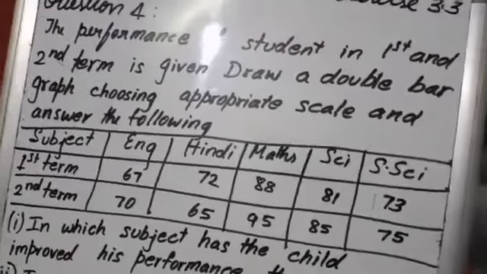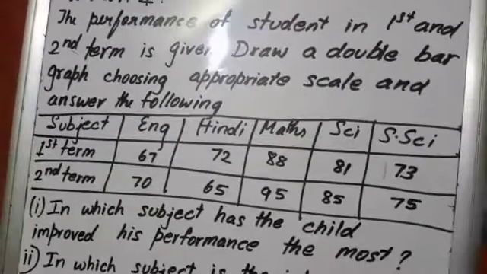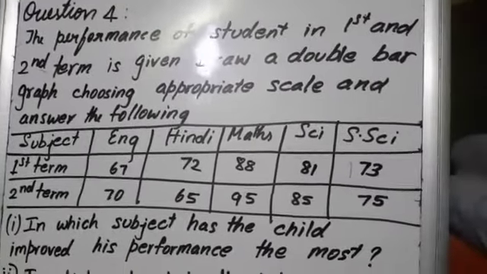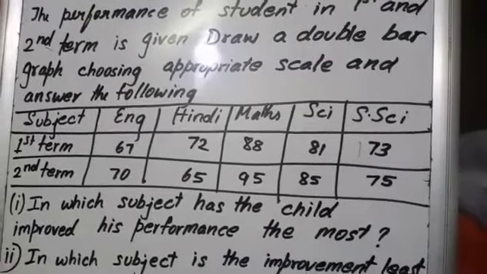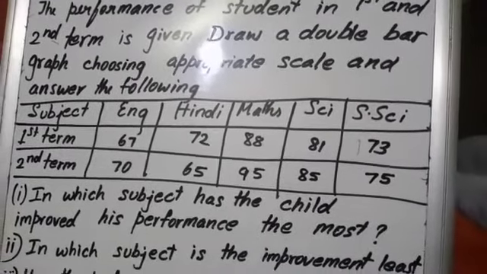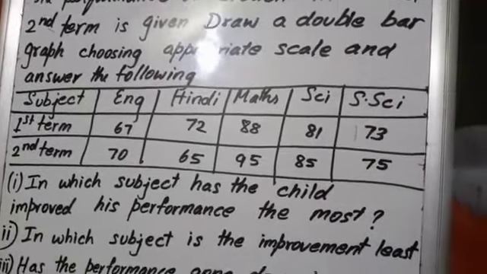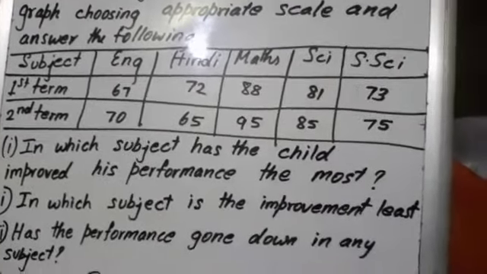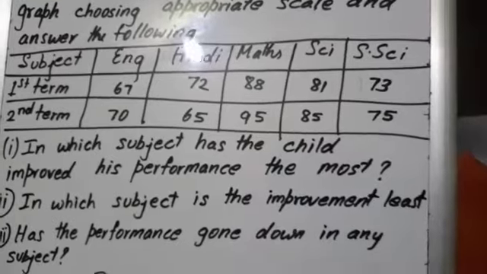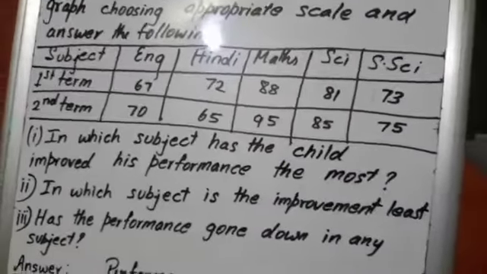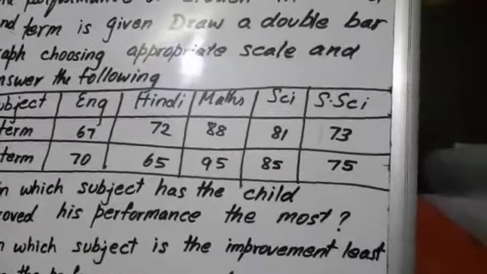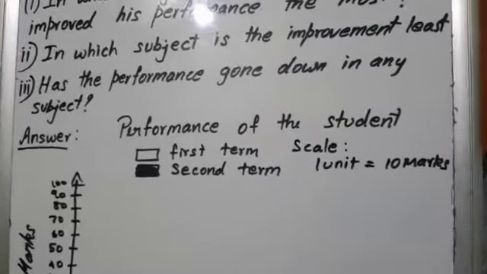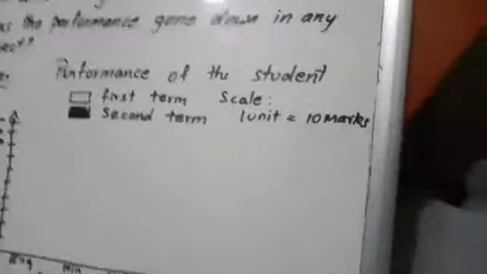According to the double bar graph, they have given subjects as well as first term and second term. So in this way, next: in which subject has the child improved performance the most? In which subject is the improvement least? Has the performance gone down in any subject? So let us start the answer. Before that, we have to draw the double bar graph.